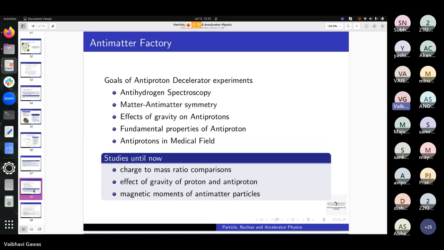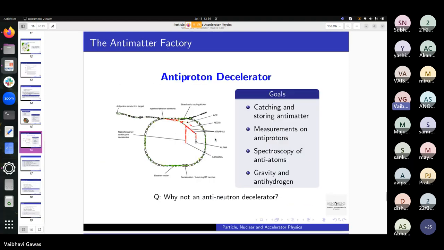Okay, so we discussed the goals of the Antiproton Decelerator experiments. There was one experiment in particular, which was the use of antiprotons in the medical field. This was the ACE experiment as well. It suggested that in cancer therapy, where protons are used, if you use antiprotons, you will need less than four times the radiation in this process. And I think they are about to get their clinical permission to use antiprotons instead of protons in this proton therapy involved in cancer.